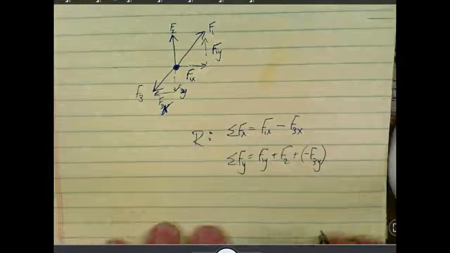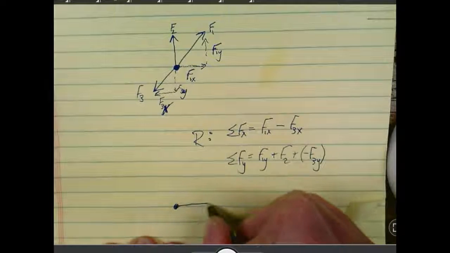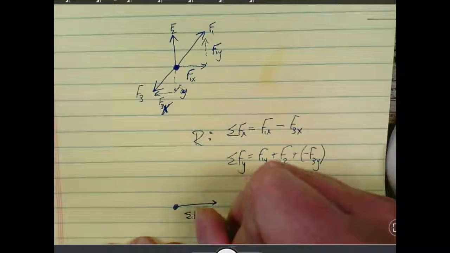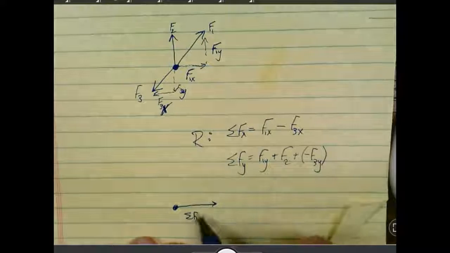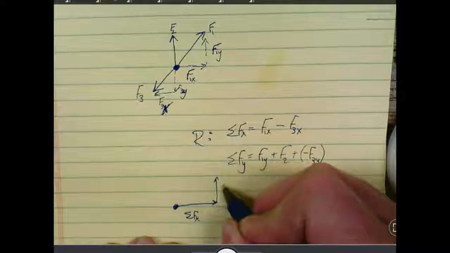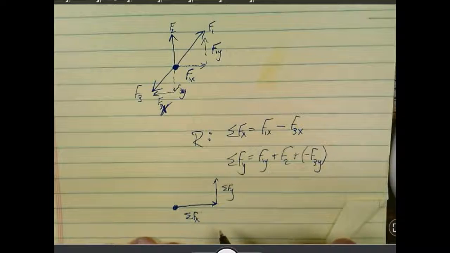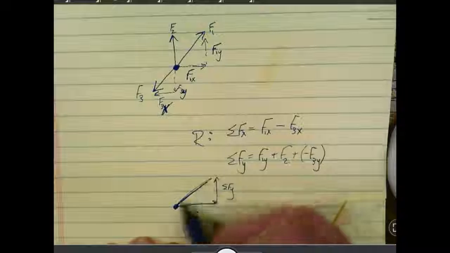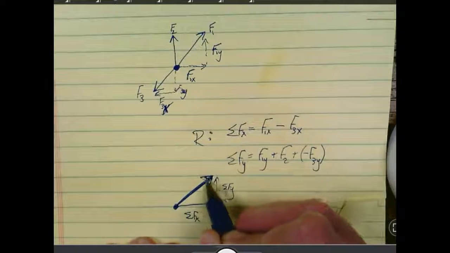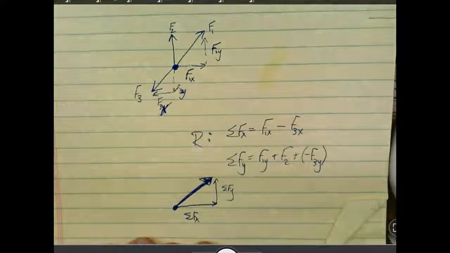In the end, for your resultant vector, you're going to have some amount to the left or to the right, which is just the sum of your forces in the X. Whatever this adds up to becomes the X component. And whatever the sum of your forces in the Y is becomes your Y component. And then you calculate the resultant with A squared plus B squared equals C squared.